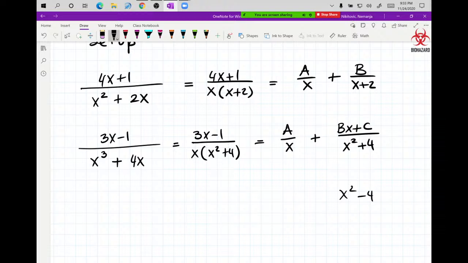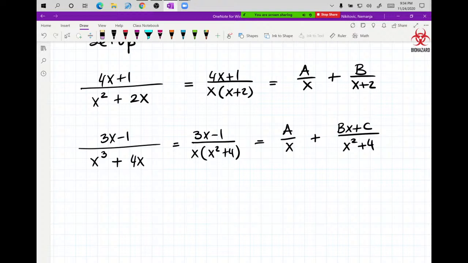x squared minus 4 can be factored, right? But the plus 4 cannot over real numbers. You have to put complex i's, right? 2i and negative 2i would be good. So when you have a prime like this, observe that that's a quadratic, therefore it gets a linear numerator. This is your case 3. Right, so case 3 in the setup.